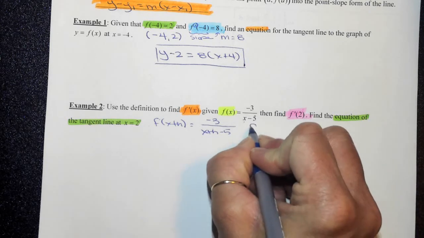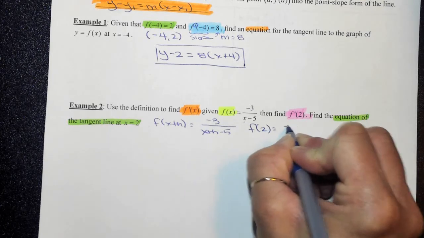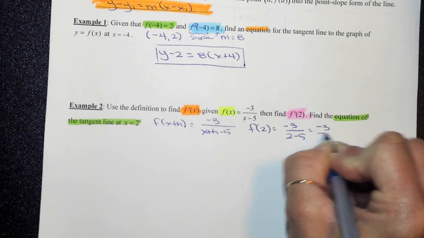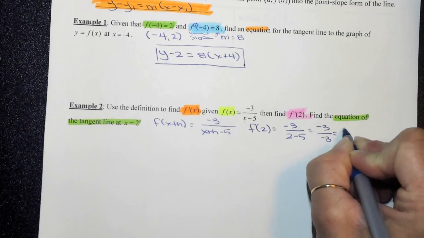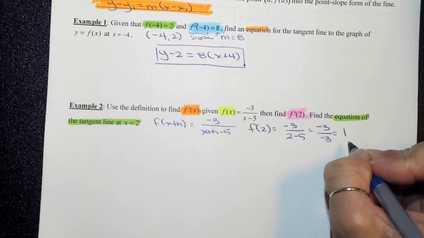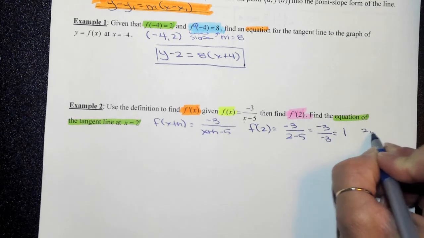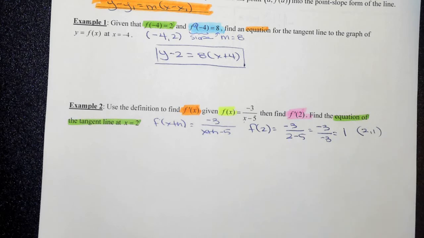So f of 2 is equal to negative 3 over 2 minus 5, which is negative 3 over negative 3, so that means my y value is 1. Okay, so here's my point. I have the point (2, 1), and we need to find the slope.